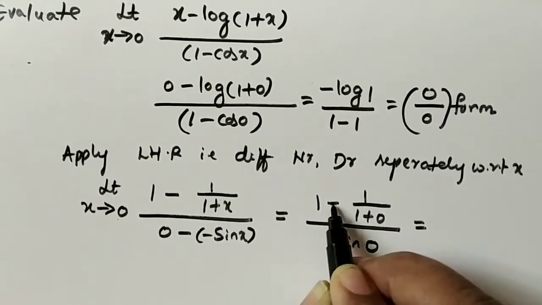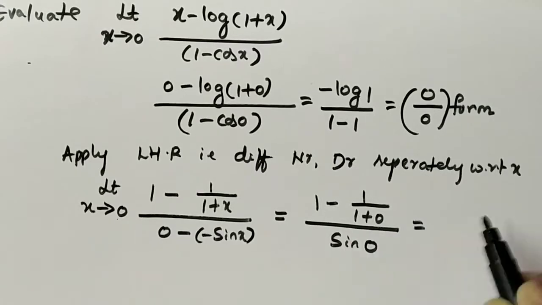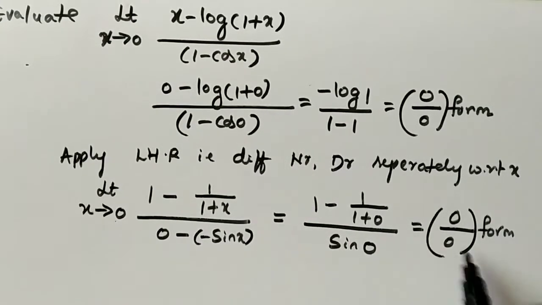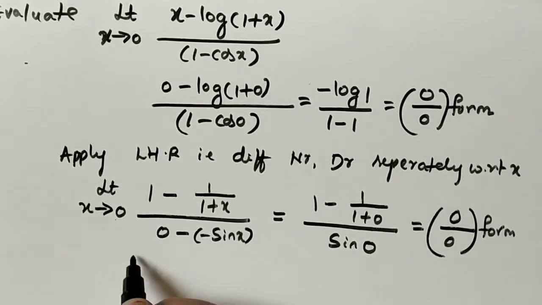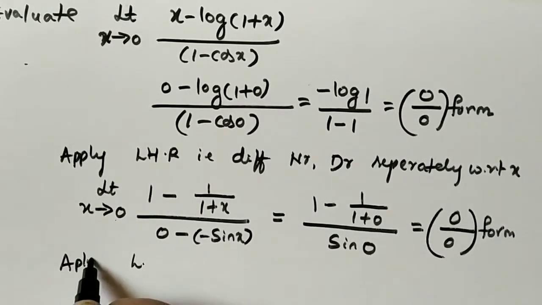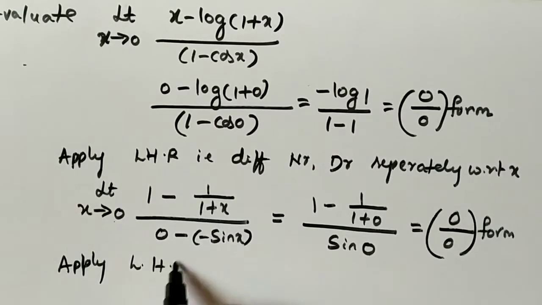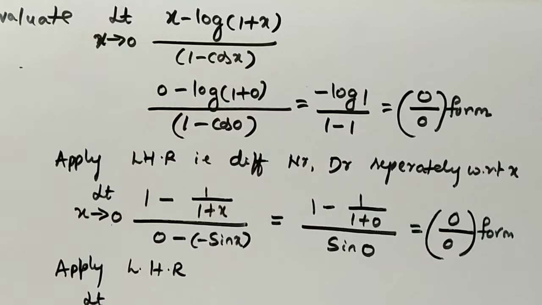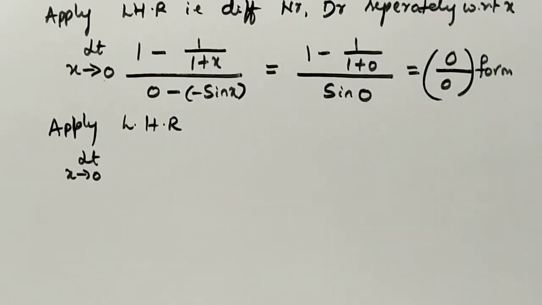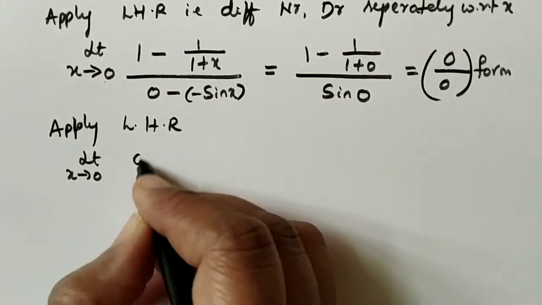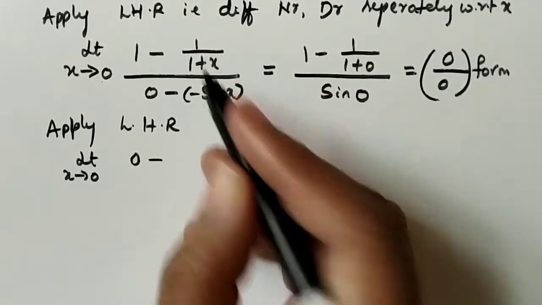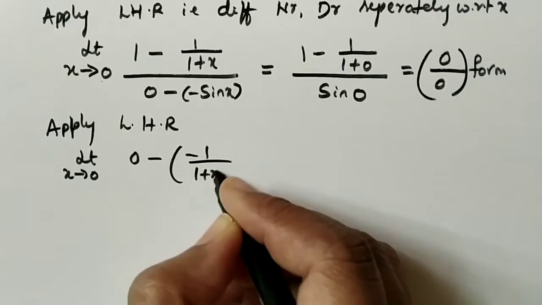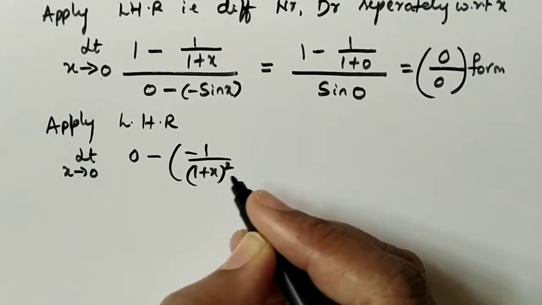That equals 1 minus 1 by 1 plus 0, which is 1 minus 1, that is 0, divided by sin 0, which is 0. So again we got 0 by 0 form. So 0 by 0 again means apply L'Hospital rule. So what we will get? Limit x tends to 0: the differentiation of 1 is 0, minus the differentiation of 1 by (1 plus x), which is minus 1 by (1 plus x) whole square, as we know already.